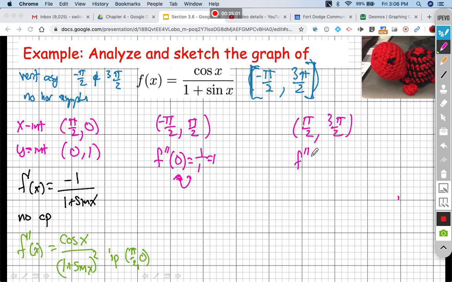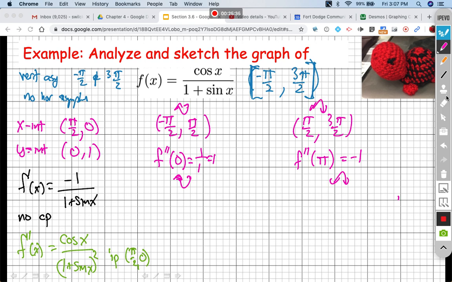For this one, I'm going to take the second derivative between pi over 2 and 3 pi over 2. So let's just go to pi. That's going to be the cosine of pi, which is a negative 1, over, and the sine of pi is 0. So that's going to be a negative 1. That means that this is concave down. So concave up here, concave down there.